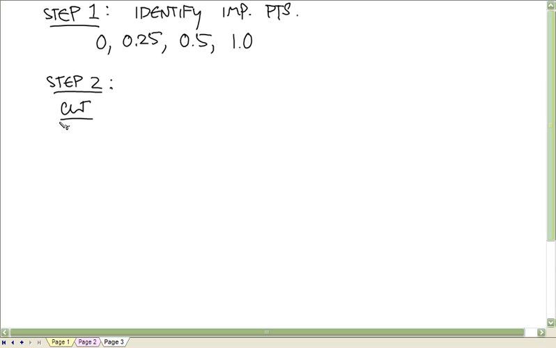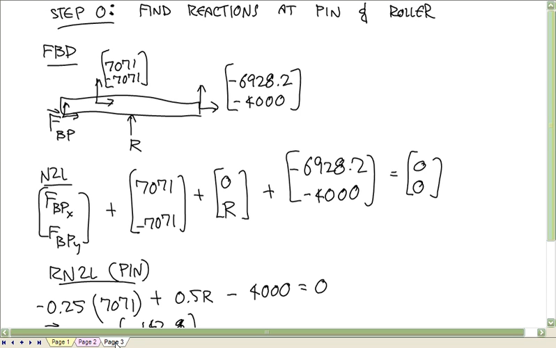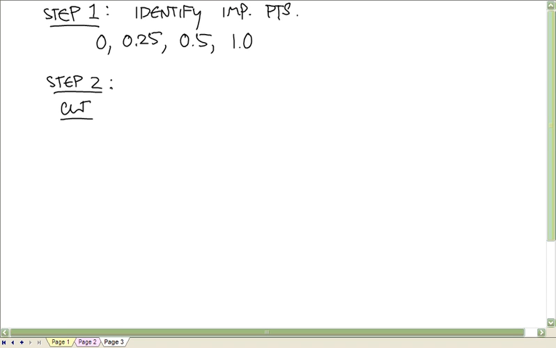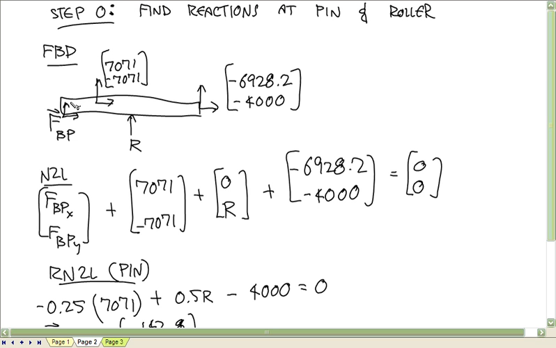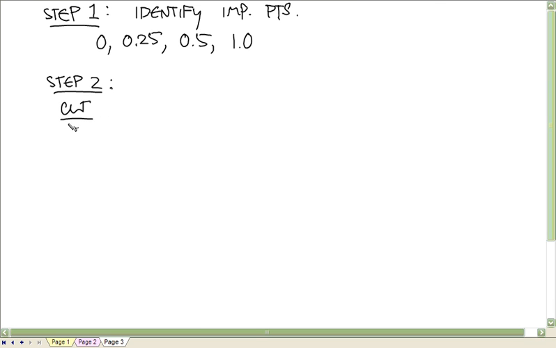Okay, so now we have to do a cut. And our first cut is going to deal with the portion that goes from x equals 0, excuse me, to x equals 0.25. So x is in the interval from 0 to 0.25. So go ahead and work together on that. And when you're done, we'll do it up here.